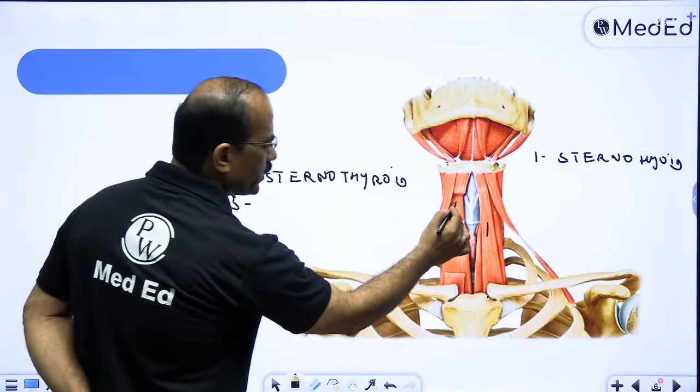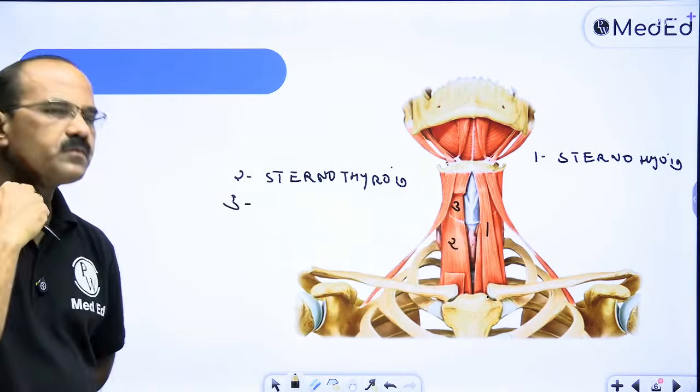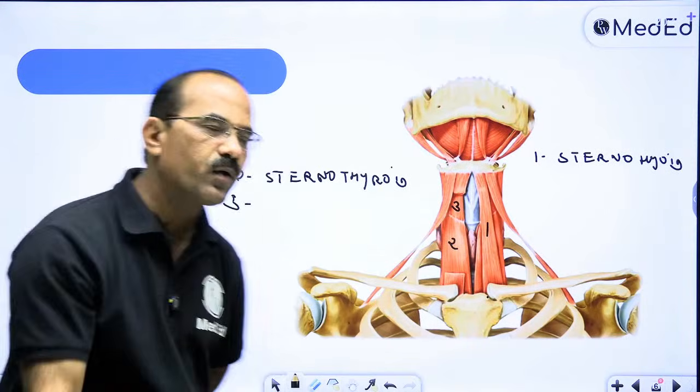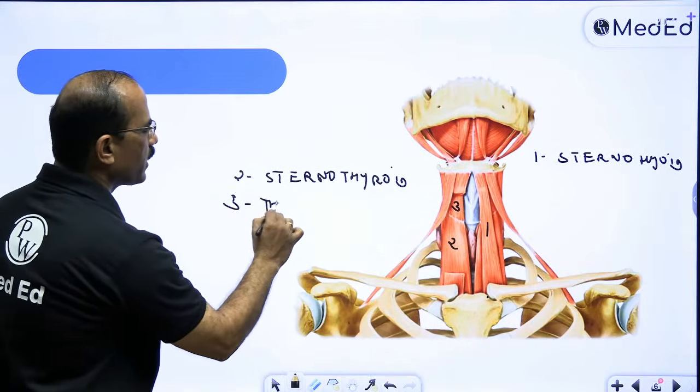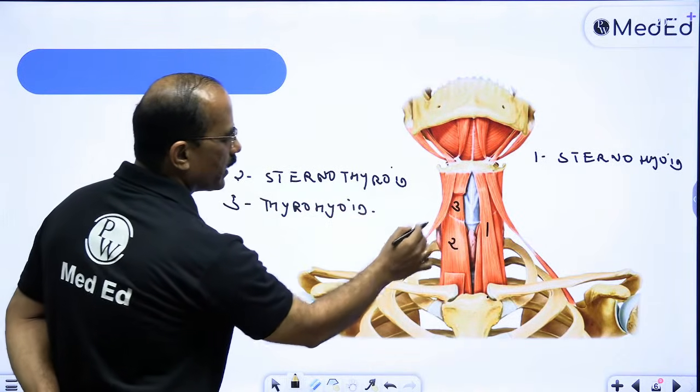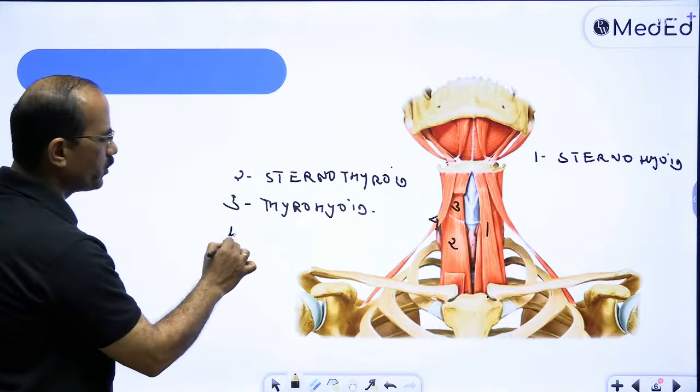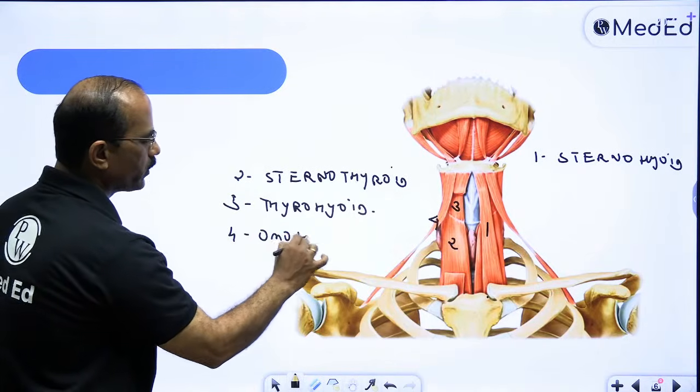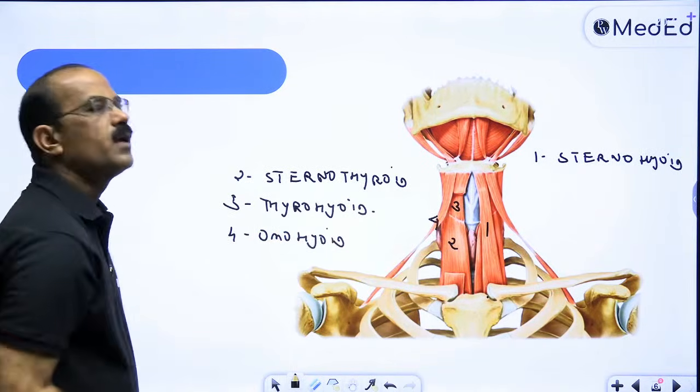From the thyroid to the hyoid. What is this? This is the thyrohyoid muscle. And number 4 is the omohyoid. Okay, children? What are we discussing?